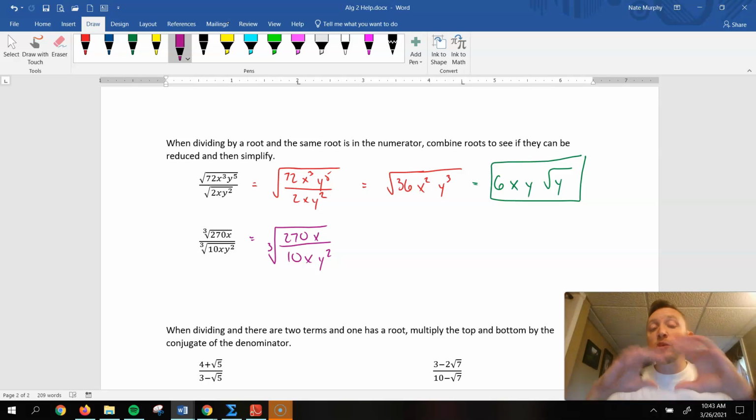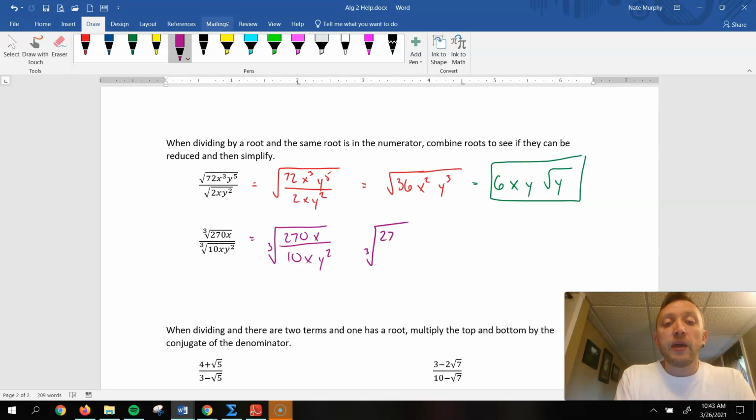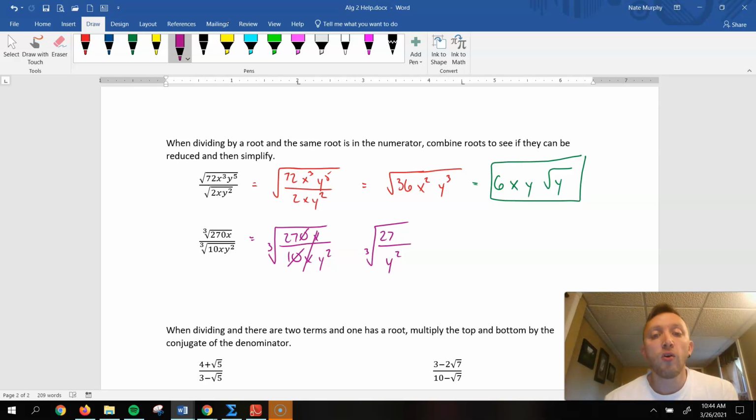So now let's see what we can reduce from that fraction before we do anything else. So the one thing I recognize is that 10 goes into 270 27 times. So underneath the cubed root, we'd have 27, and then the x's would cancel out, and the 10 would be gone as well. So all we're left with is 27 over y squared, all under the cubed root.